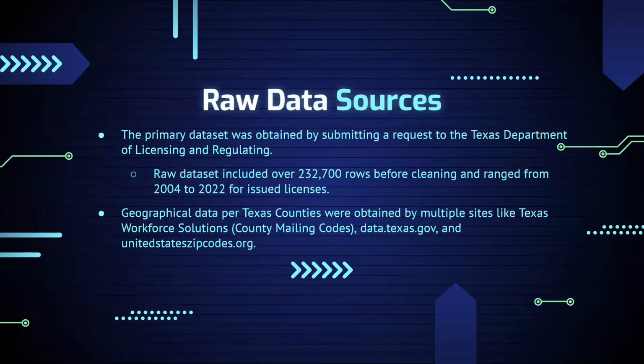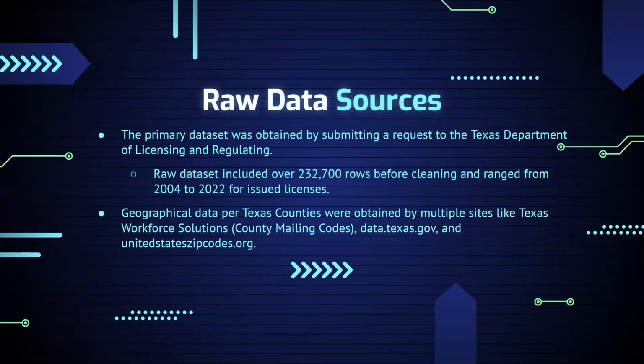So the raw data sources, the primary data set was obtained from the Texas Department of Licensing and Regulation. So they are open records. You can go on their main website and search for the CSV files directly. But the thing is that only shows the past year or 2. And so I wanted to do an analysis over the last couple of years.